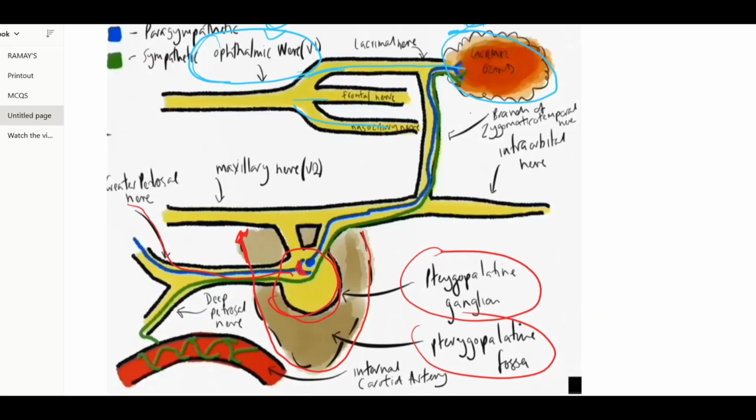Again, see in the diagram that from here the postganglionic fibers start, joins the maxillary nerve. Look here, this is the maxillary nerve, pass through the zygomatico-temporal branch and reach here and join the lacrimal nerve and then finally to the lacrimal gland. This was the postganglionic parasympathetic.